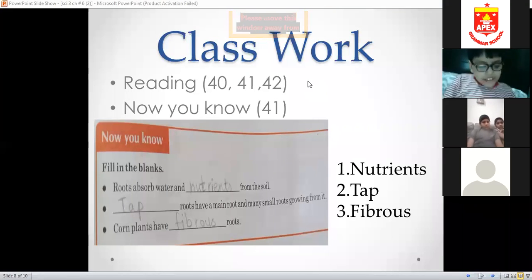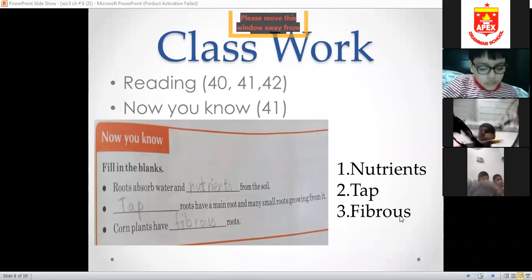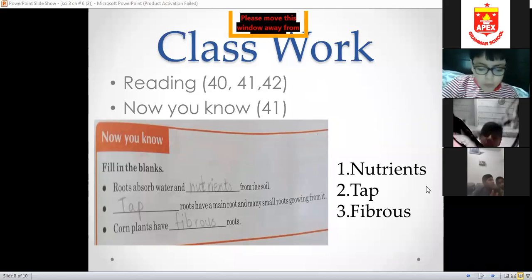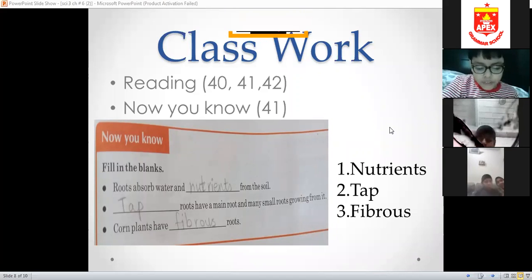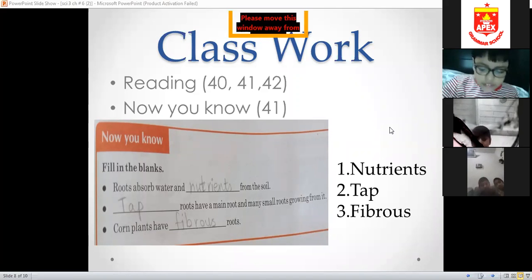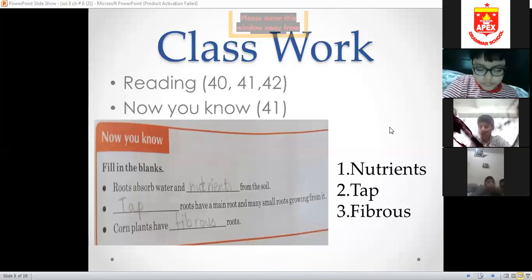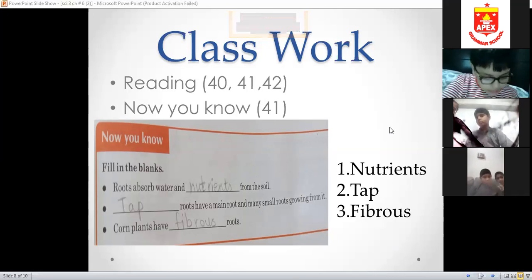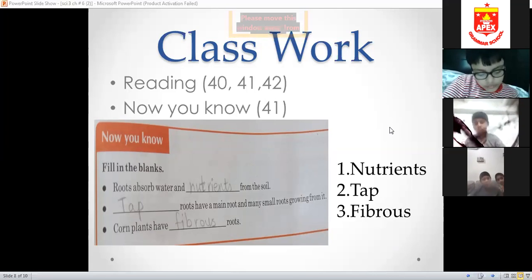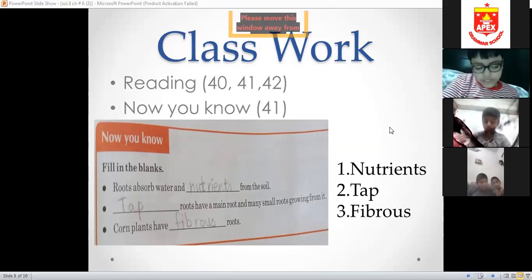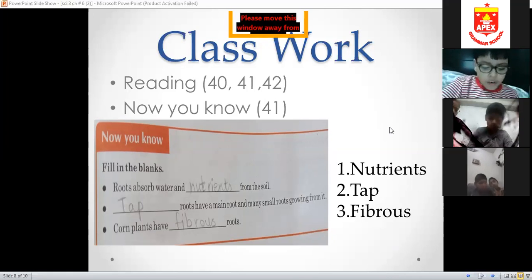Roots. There are two types of root, tap root and fibrous roots. Tap root has a main root and many small roots growing from it. Taproots are long and sturdy. Sturdy means strong. Beans, hibiscus. Hibiscus is a plant. And the tomato plant has taproot.